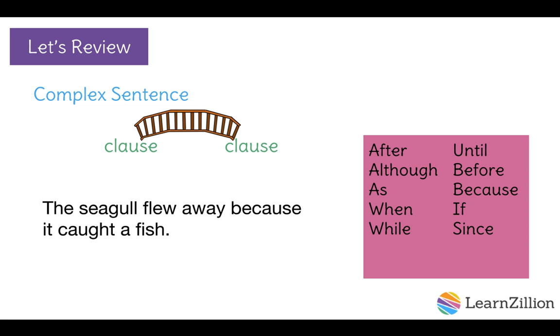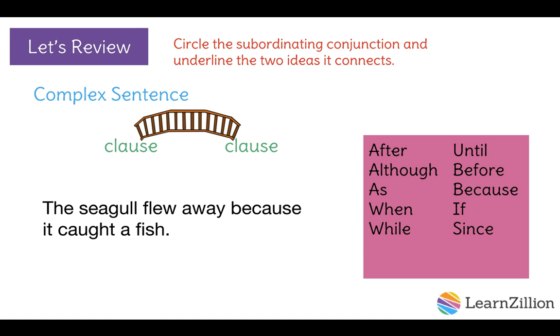Now you try it. Here is a sentence with an AWOOBIS word. The seagull flew away because it caught a fish. On your practice sheet, circle the subordinating conjunction and underline the two ideas it connects. Pause the video while you do this. Press play when you are finished.